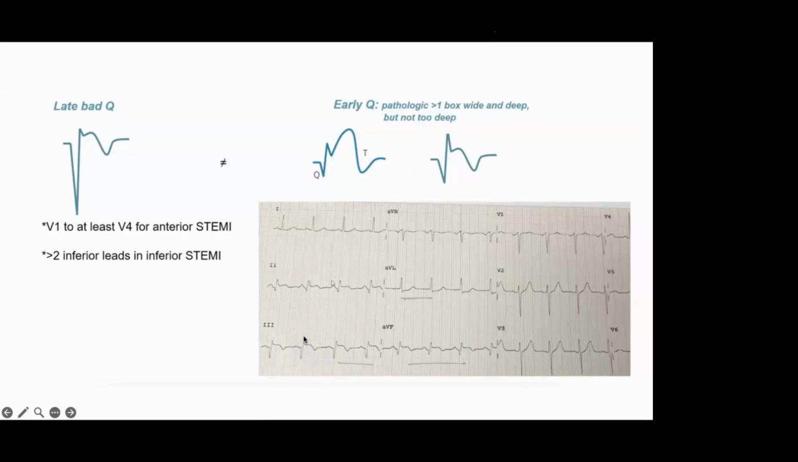Q is the first negative deflection of the QRS. S is the terminal portion of the QRS complex.